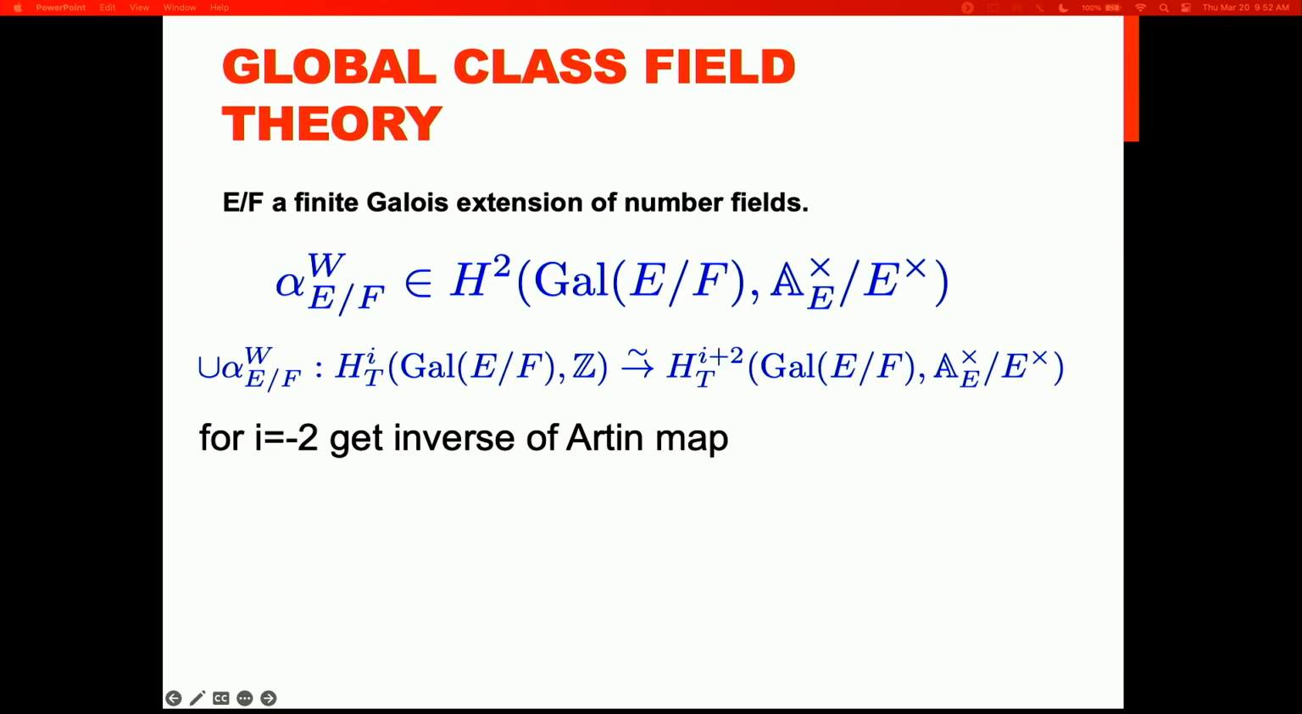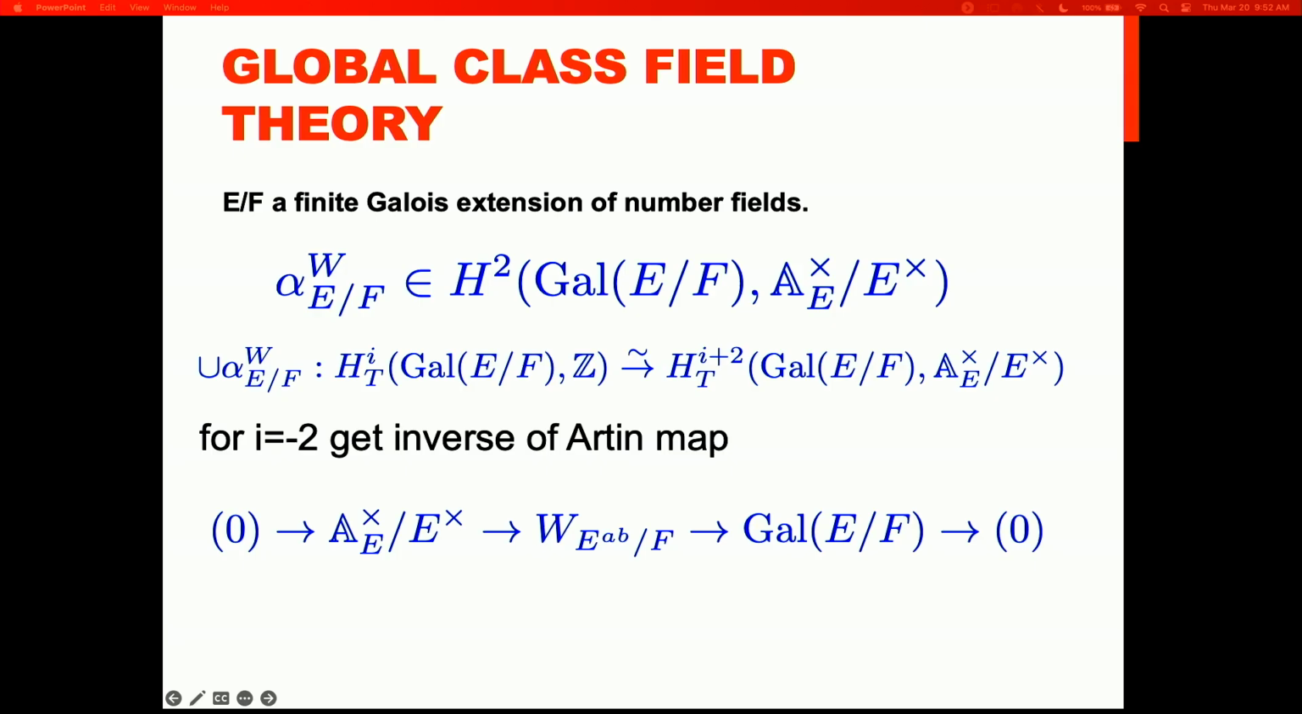And again, for instance, if you take i equals -2, you get the inverse of the Artin map. And again, this class gives some extension of the Galois group of E over F by the Idele class group. In this case, we don't have a completely canonical definition of this Weil group. Again, it's unique, but it's unique up to isomorphism that's itself only unique, composed with, well, in fact, you can get down to conjugation by something in the connected component of the identity in here.